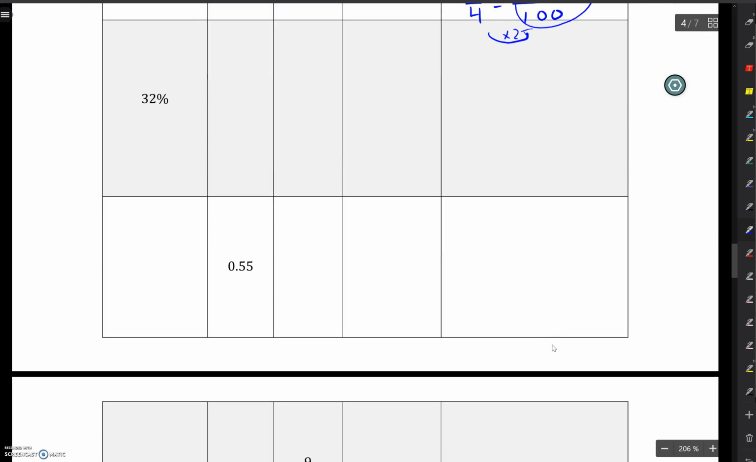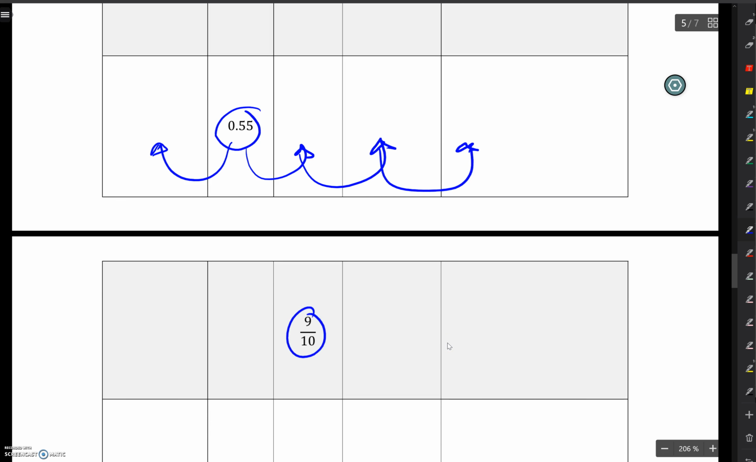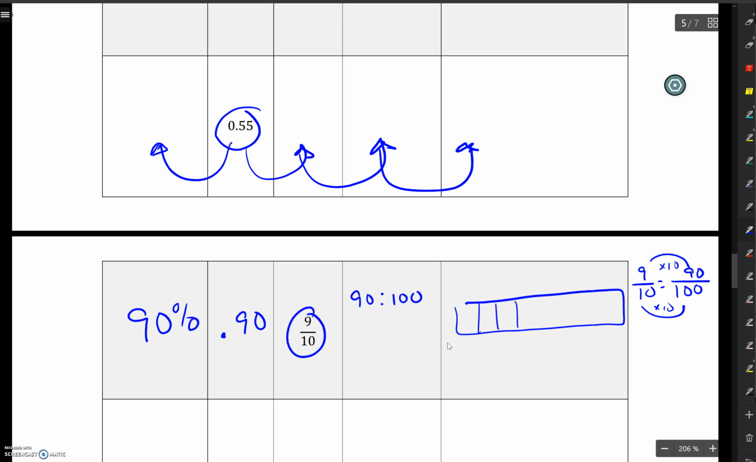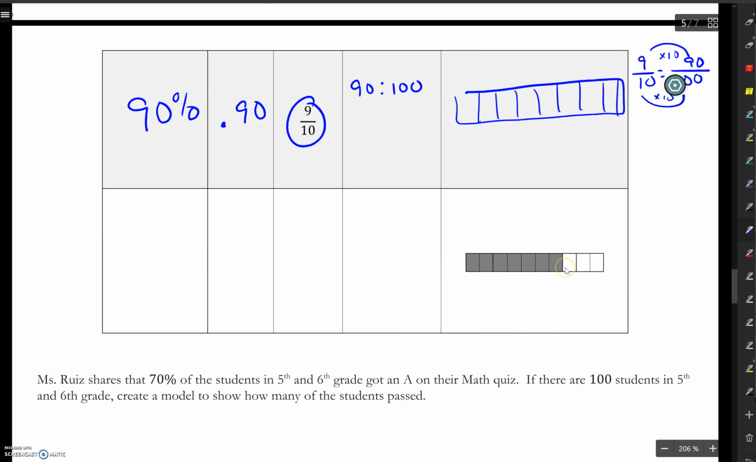Now, if I go down, this one's giving you the decimal. You need to figure out the percent. You need to figure out this, this, and this. This one is giving you 9 out of 10, the fraction. So if we had 9 out of 10, we would have to do it as a proportion. We multiply by 10 and multiply by 10. So this would end up being 90%, 0.90, 90 out of 100. And then however you're going to do it, I would do it similar to that, and then shade in 90, just like this is kind of shaded in.